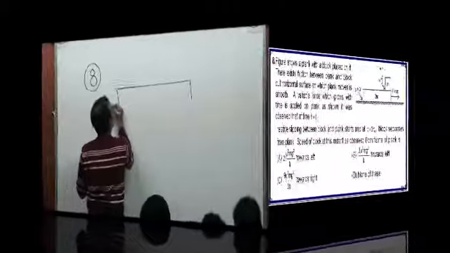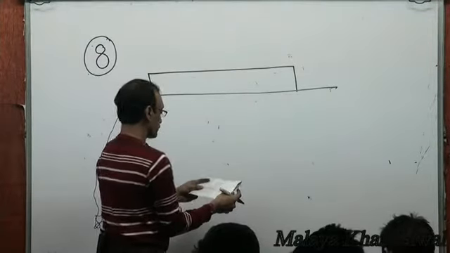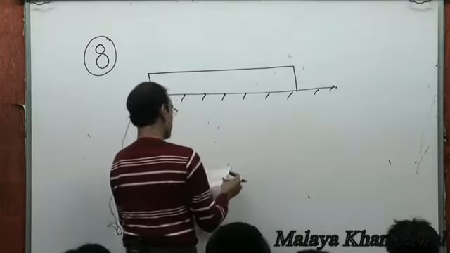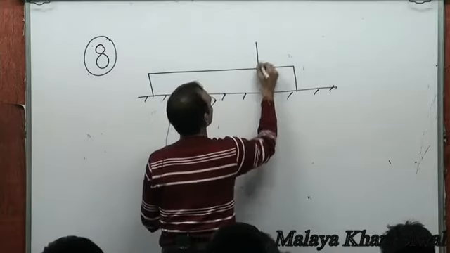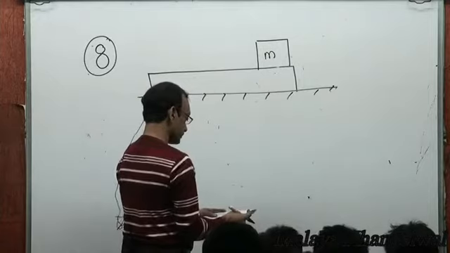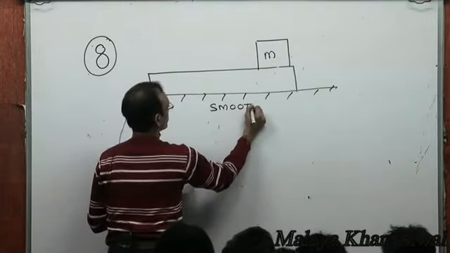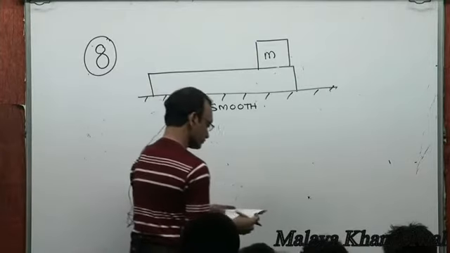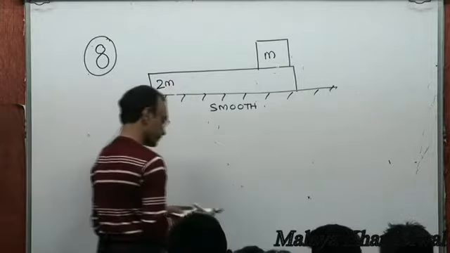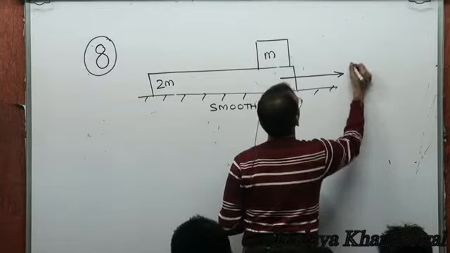So there is a plank here resting on a horizontal smooth surface and a block of mass m at one end. This is smooth. This mass is 2m. There is a force applied on the lower block, which is F equals kT.